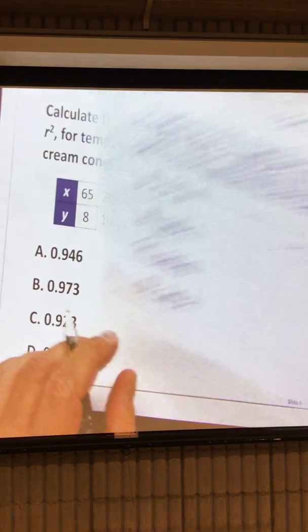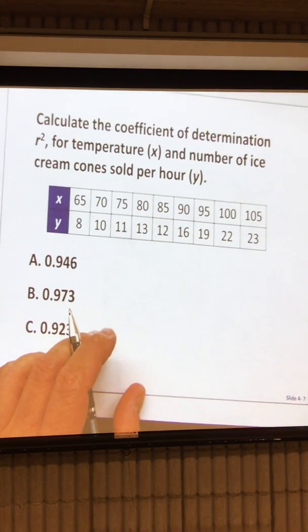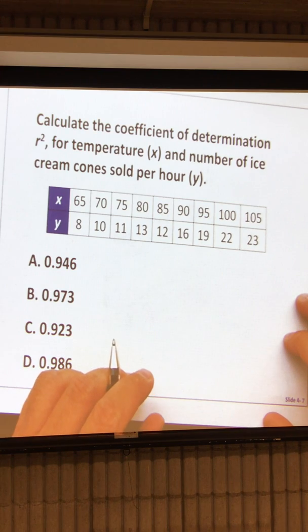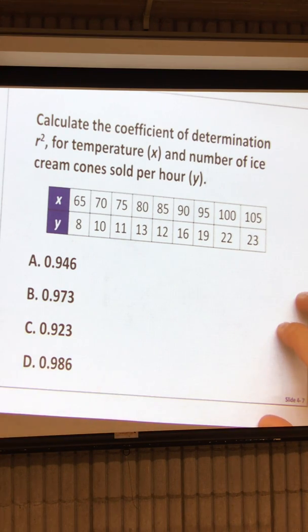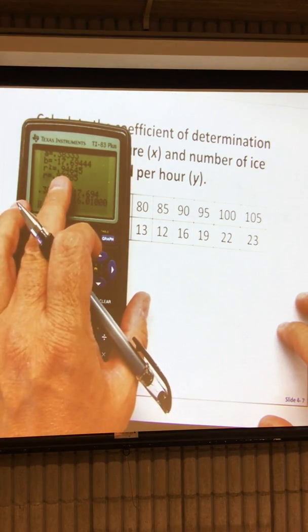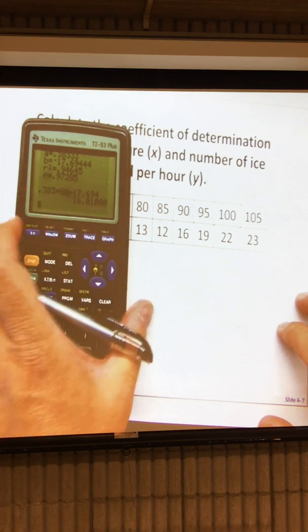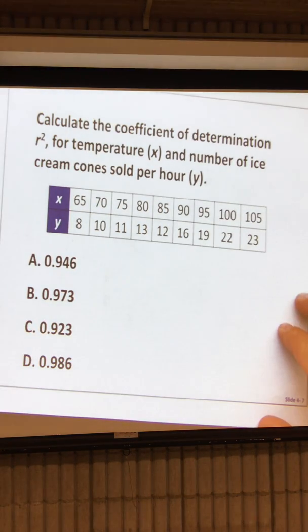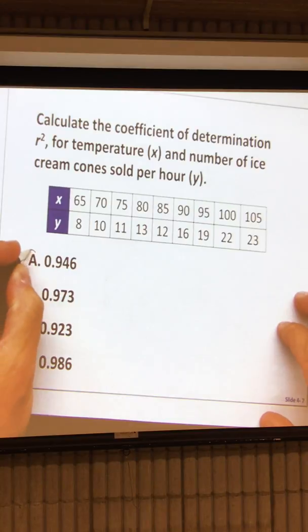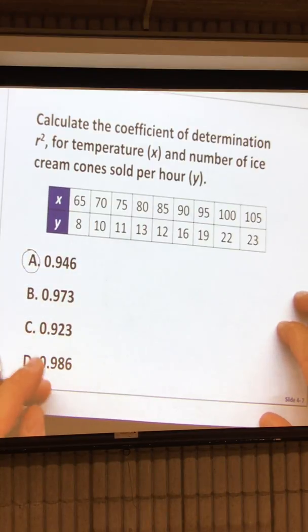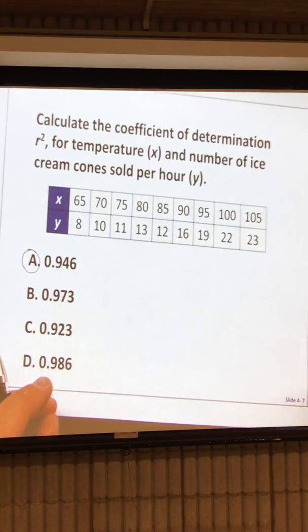And for the last question, what is the coefficient of determination? We already know the answer from the graphing calculator. It is 0.9465. So for this problem, the correct answer is going to be A. And these are the solutions for the activities for chapter 4.